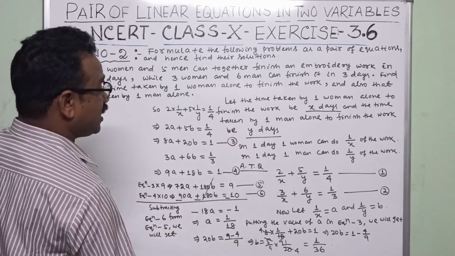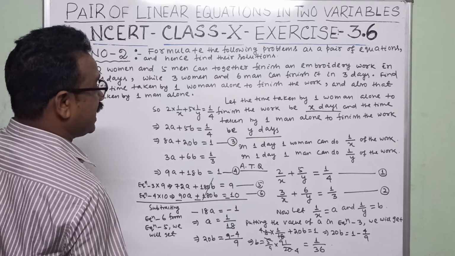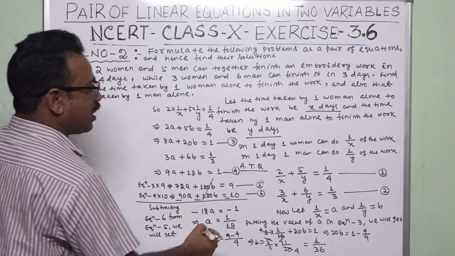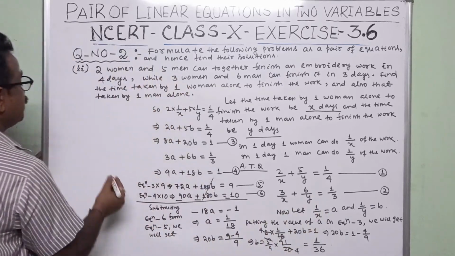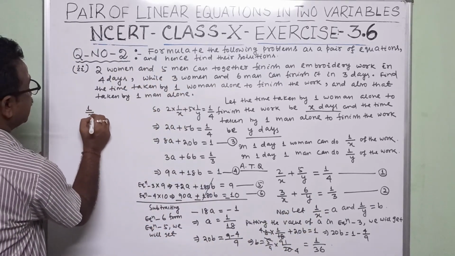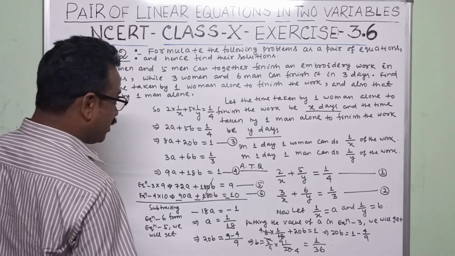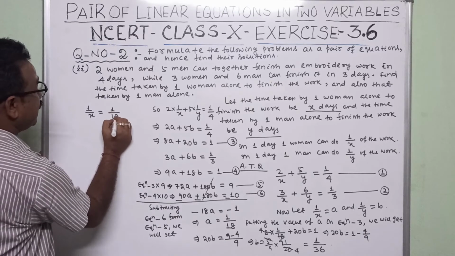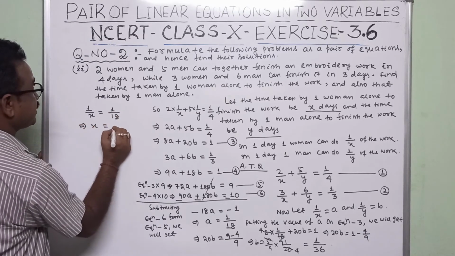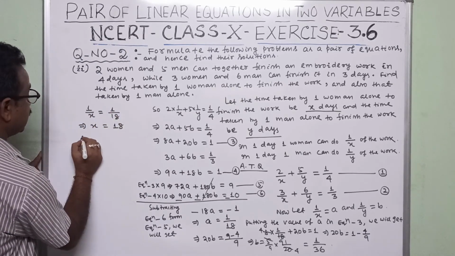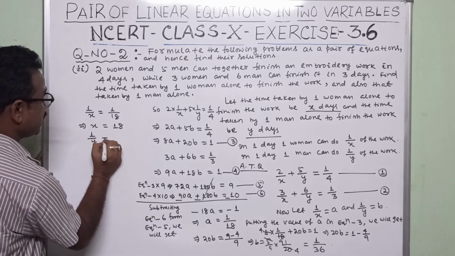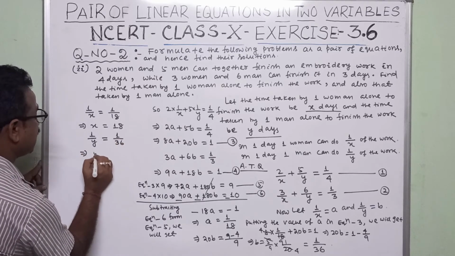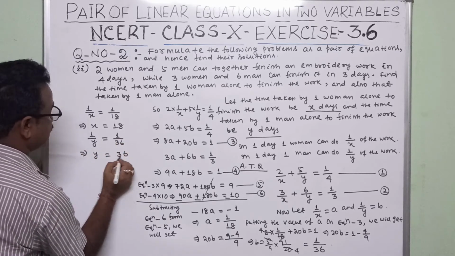Now what is your a? And we have to find out the value of x and y. So now let 1 by x is equal to a. What is the value of a? It is 1 by 18. That implies x is equal to 18. And 1 by y is equal to 1 by 36. That implies y is equal to 36.